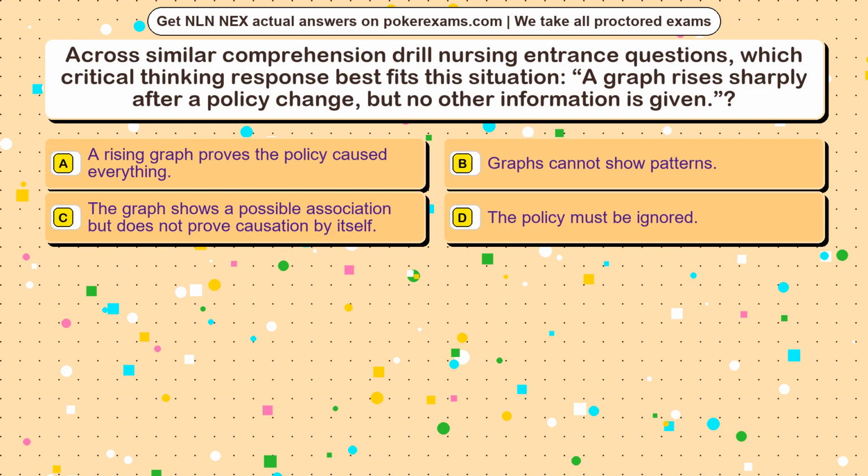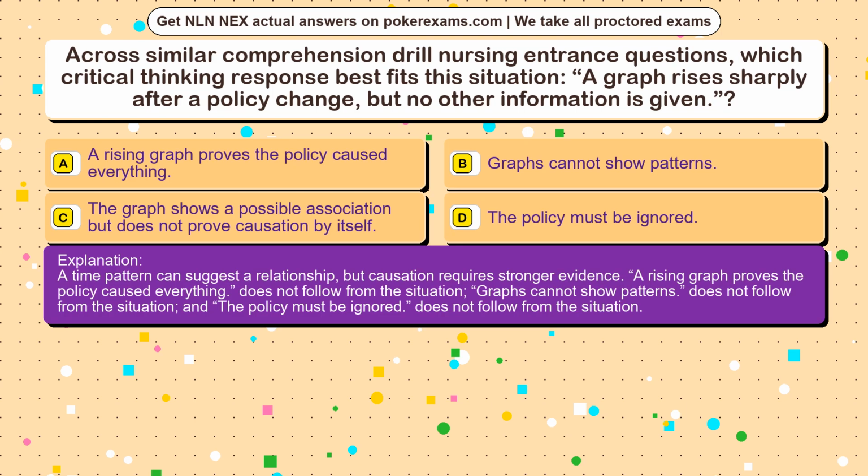The correct answer is option. A time pattern can suggest a relationship, but causation requires stronger evidence. A rising graph proves the policy caused everything, does not follow from the situation. Graphs cannot show patterns, does not follow from the situation, and the policy must be ignored, does not follow from the situation.